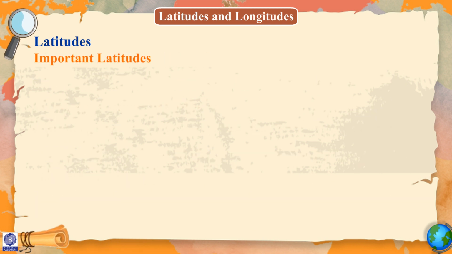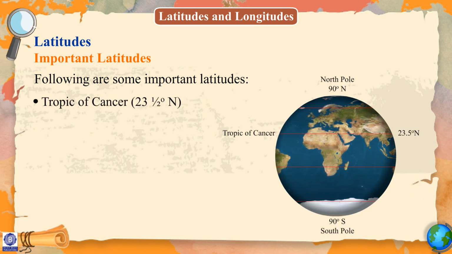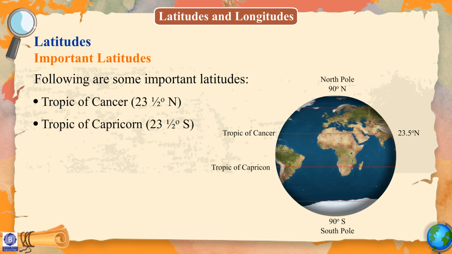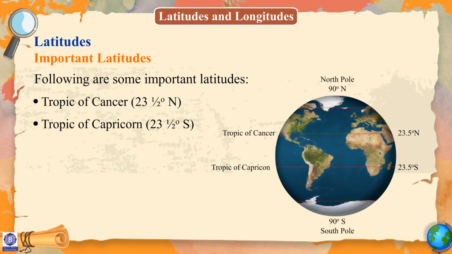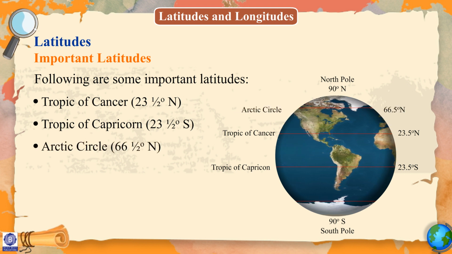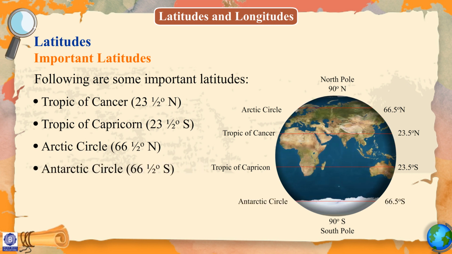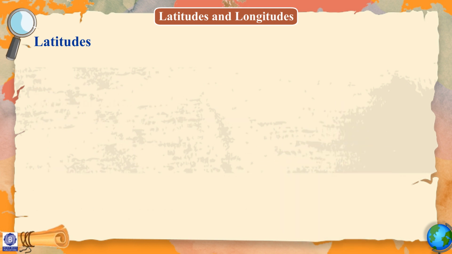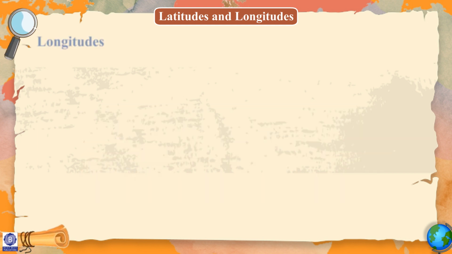Important latitudes. Following are some important latitudes. Tropic of Cancer, 23.5 degrees north. Tropic of Capricorn, 23.5 degrees south. Arctic Circle, 66.5 degrees north. Antarctic Circle, 66.5 degrees south. Are you aware? Tropic of Cancer passes almost through the middle of India.